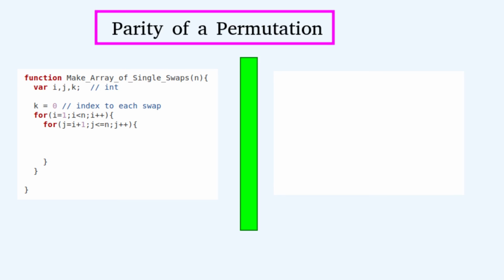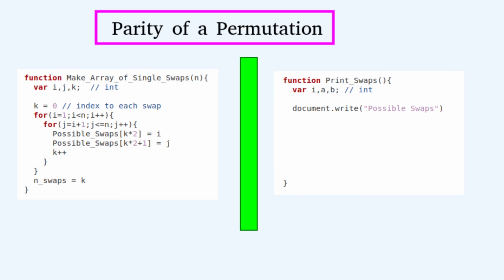We'll create a double loop to make a list of pairs of numbers, a smaller number followed by a larger number, that represent different swaps. We'll load this swap into the array so it is stored as a pair of numbers. Then we'll increment the indexing variable here, since it can't easily be calculated from the loop variables. We'll set the number of swaps found here, and here is where we'll print out the swaps.